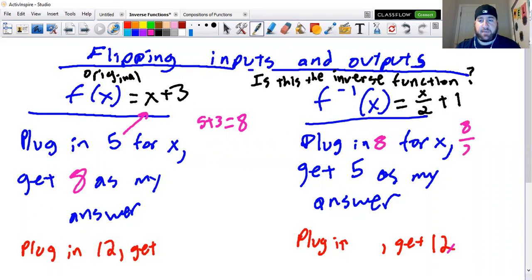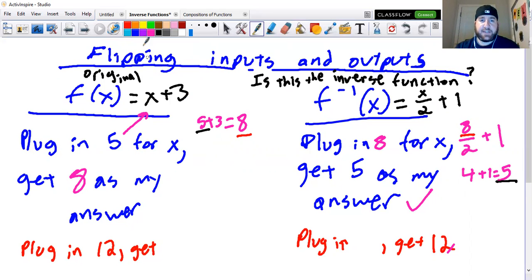I've got 8 divided by 2 plus 1. 8 divided by 2 is 4. 4 plus 1 is 5. So this one checks off. It worked for that one. I plugged in 5 here and got 8, and then I plugged in 8 over there and got 5.